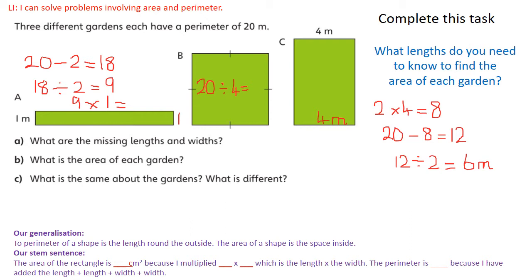So we know that the length is 6 and the width is 4. You can now work the area out by doing 6 times 4. Look at all your answers. What can you see is the same about the gardens? And what can you see that is different?